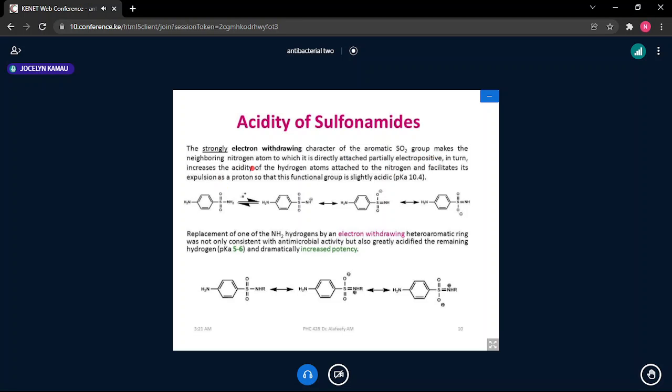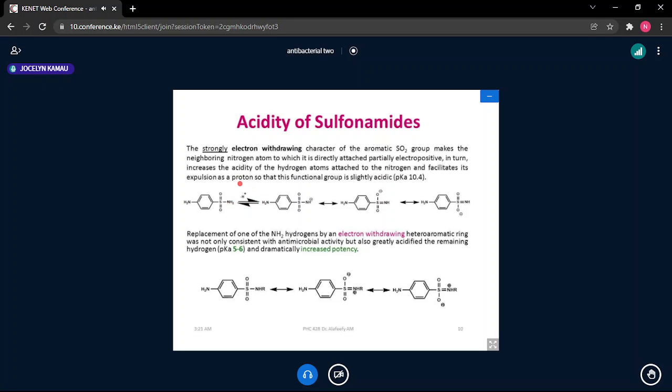of the aromatic SO2 group makes the neighboring nitrogen atom to which it is directly attached partially electropositive, in turn increasing the acidity of the hydrogen atom. This is just what we have said, that once this sulfone group is electron withdrawing, it will first withdraw electrons from the atom that is directly attached to the sulfur, which is the nitrogen. The nitrogen becomes slightly electropositive instead of electronegative. It in turn withdraws electrons from the hydrogens, and one of the hydrogens is easily lost.